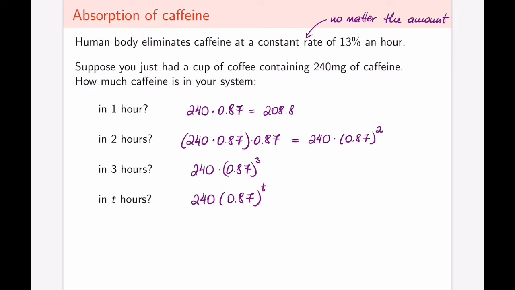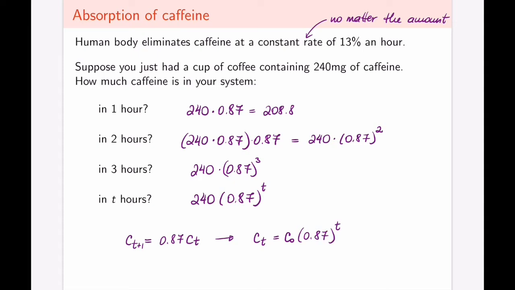So if in T hours my amount is C sub T, then I can easily calculate that in T plus 1 hours, I'm going to have 0.87 of what I had in the previous step. And the solution to this discrete dynamical system is C sub T equals the initial amount, in our case 240, times 0.87 to the power of T.